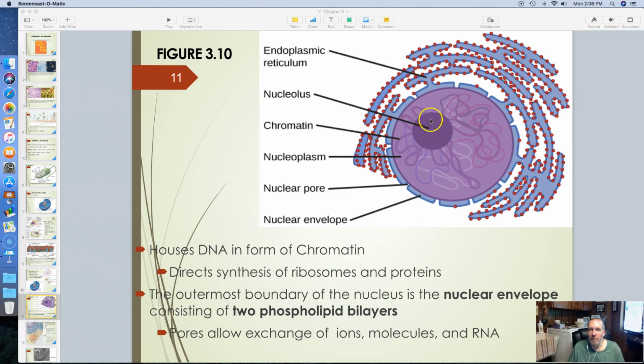And so again, the nucleus is where the DNA is housed, and it's in the form of what we would call chromatin. The DNA goes through a variety of processes when the cell reproduces, but again, we'll save that for a little later. The nucleus is also the brain of the cell, and so it directs the synthesis of the ribosomes, which are represented on this figure by all the little red dots, as well as the proteins that are synthesized inside of those ribosomes.